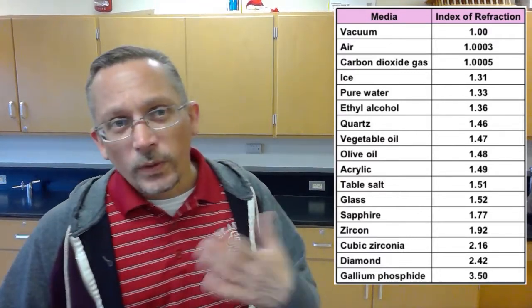And we have a chart here that will show you the index of refraction for some different materials. Air has a very slightly higher index of refraction than vacuum, 1.0003. Water is about 1.33. Glass is 1.52. There are some other materials on there. This chart will be helpful when you do your assignment, and you can find it in the slideshow on the Google Classroom.